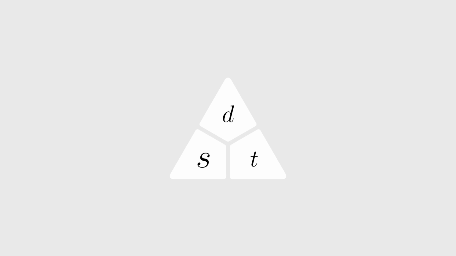In today's video, we're going to discuss distance, speed, and time calculations. This work is covered both in math and physical sciences and is the cornerstone for any questions involving movement. In this triangle, D represents distance, S represents speed, and T represents time.